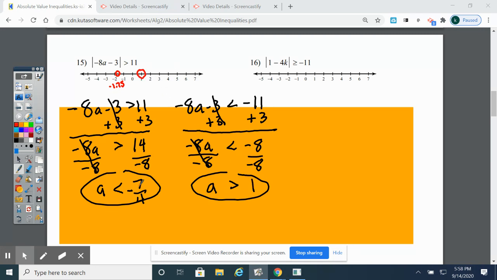Now look which way the arrows go. For this guy, he's pointed to the left, so the solutions live over there. But for this guy, he's pointed to the right, so the solutions go over there. So the solving is similar to the equations. Instead of checking, we're just going to shade on the graph.